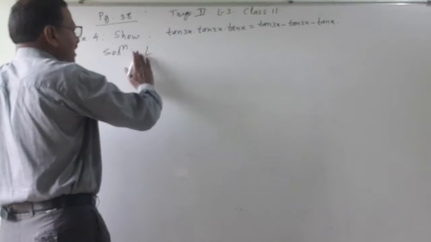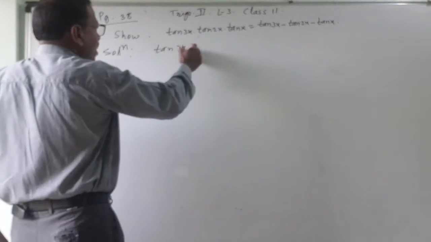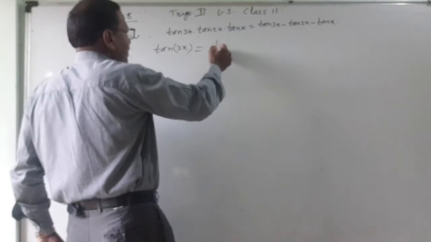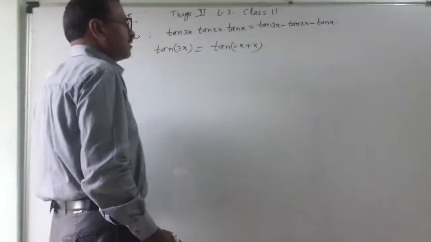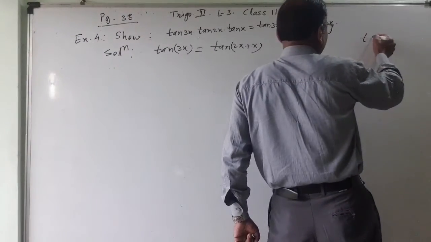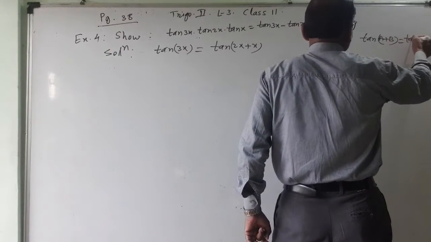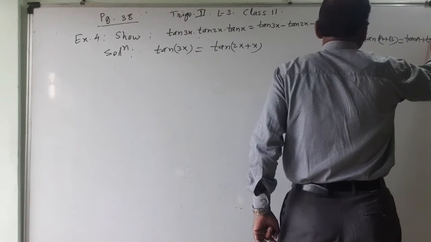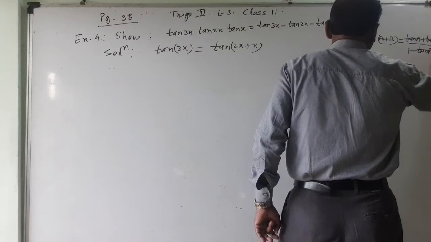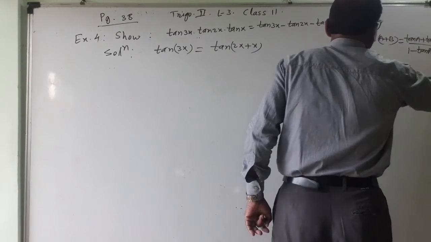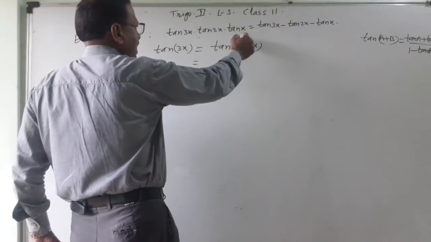Solution. LHS. This I don't want to take anything on the LHS. Tan of 3x means what? That will be tan of 2x plus x. What is the formula for tan of a plus b? Tan of a plus b is equal to tan a plus tan b upon 1 minus tan a into tan b. This is the formula.